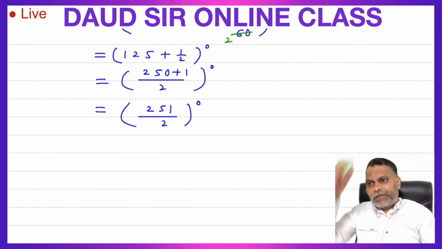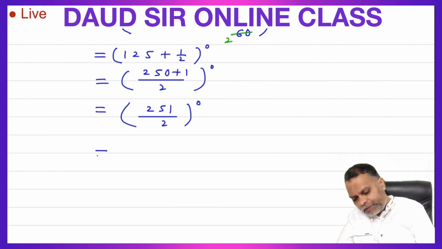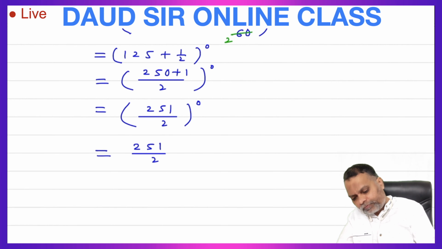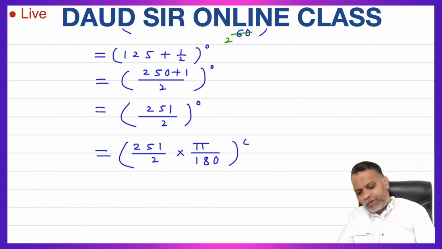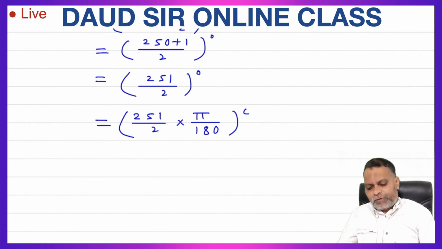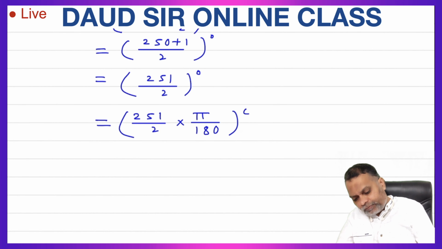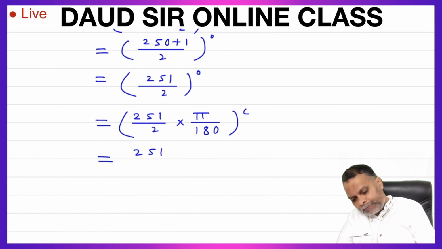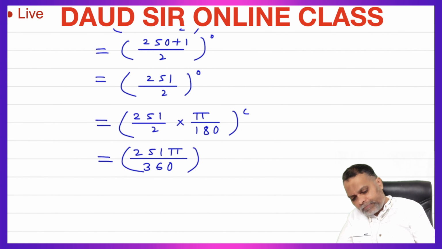Now convert this degree into radian, multiplying by pi by 180. So 251 upon 2 into pi by 180. Pi by 180, this is radian. So no term will be cancelled here. So directly 251 pi upon 360. This much radian. This is the required radian measure.